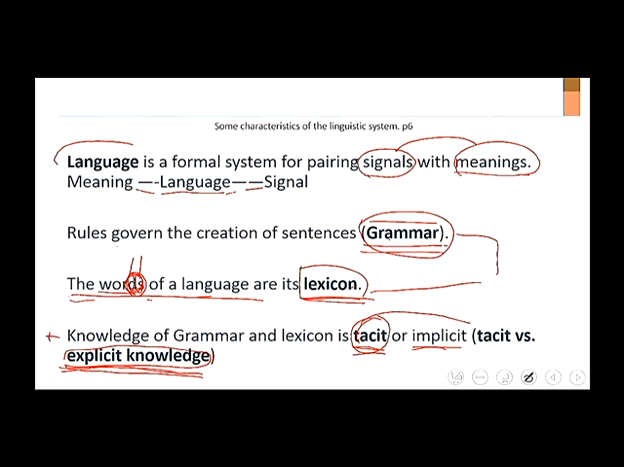But overall, just like when I asked you about the consonant clusters here, your brain knows it, but you don't. Sometimes this happens. All right, so knowledge of lexicon and grammar is tacit, implicit. It's not explicit.